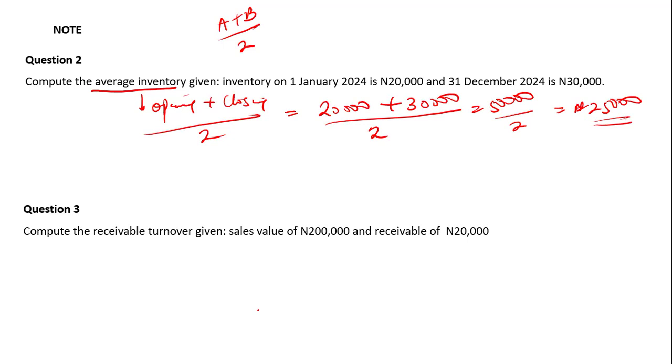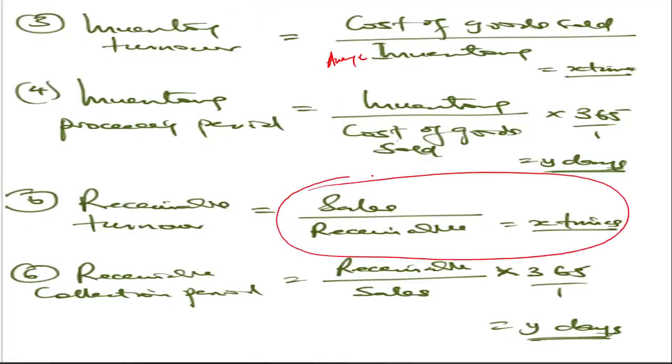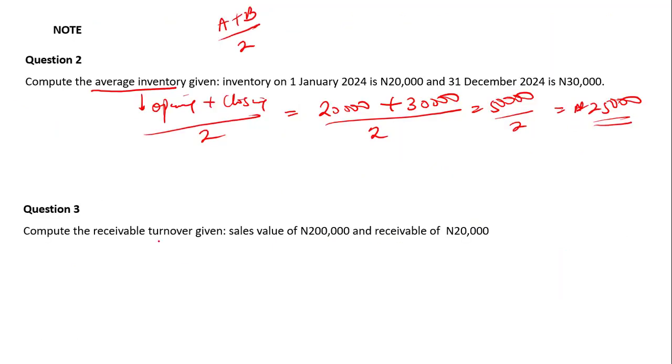Compute receivable turnover. Receivable turnover, from our formula, we will not forget. It says sales all over receivables. So we quickly remind ourselves, this is sales all over receivables. So what's the value of sales? Sales is 200,000. What's the value of receivable? That is 20,000. Like what I've always been saying, the calculator is our friend.